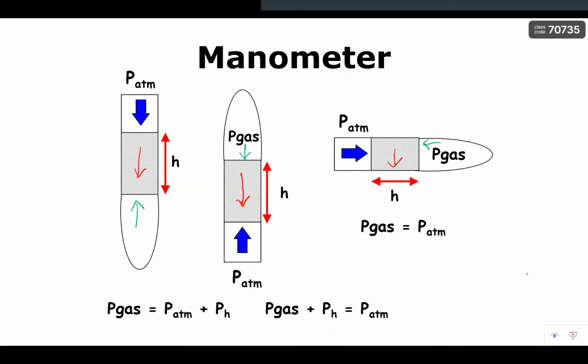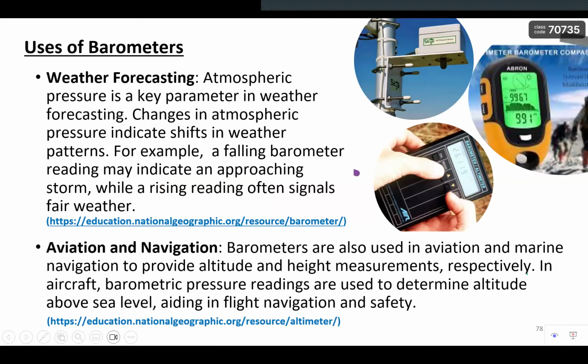So why are we learning the barometer as well as the manometer? Because there are many uses. The barometer is often used in weather forecasting. They realize that if there is a drop in pressure, or a falling barometer reading, it means that a storm is approaching. But a rising pressure indicates that fair weather is coming. So it's used for weather forecasting.